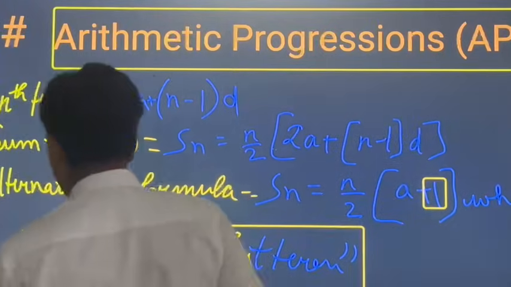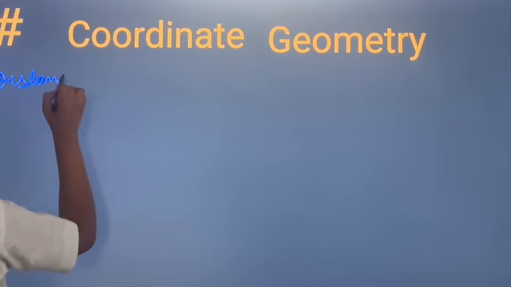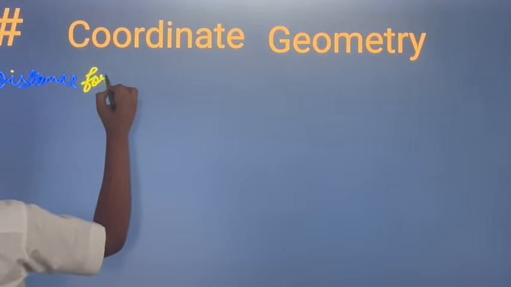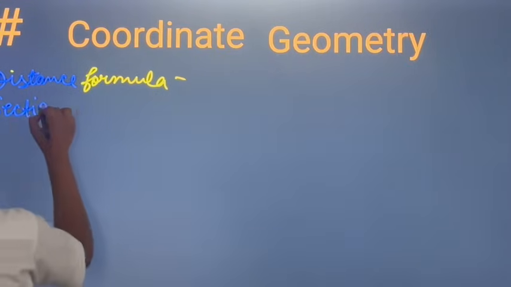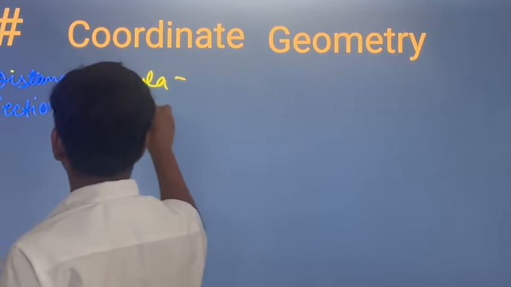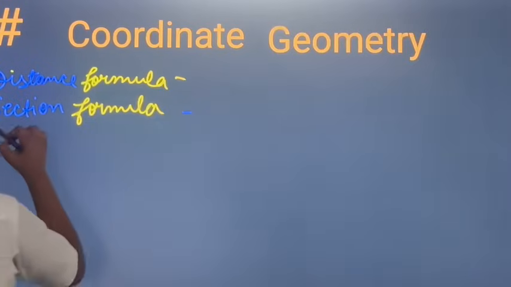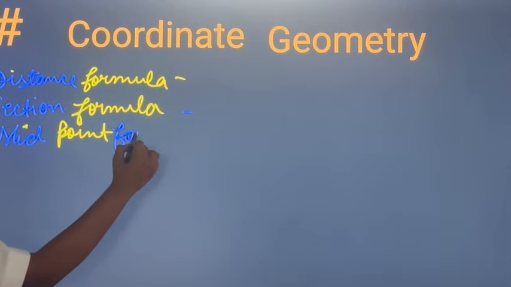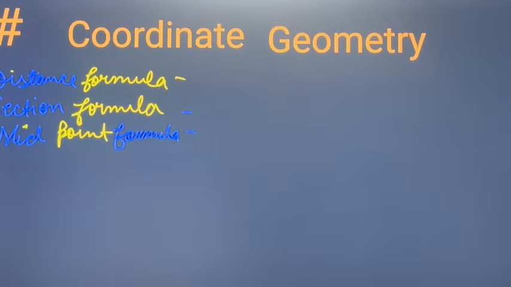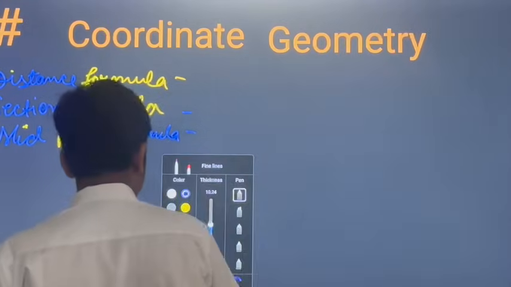Okay, the last is coordinate geometry. First in coordinate geometry is distance formula, and second is section formula. These are two formulas, and one more, it's midpoint formula. Section formula and midpoint formula. So let's start.